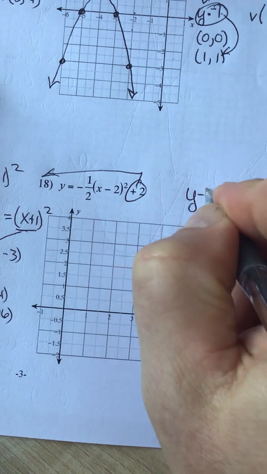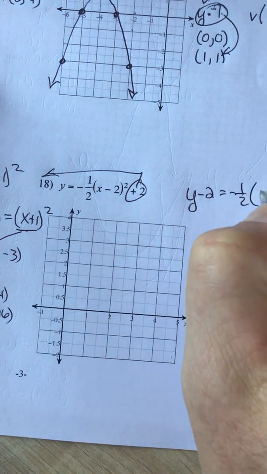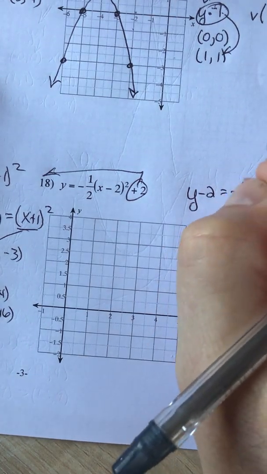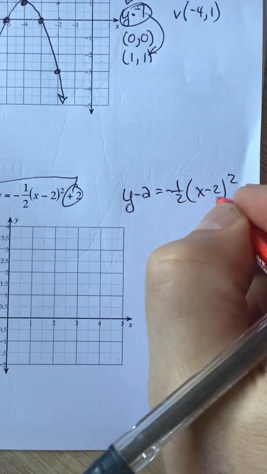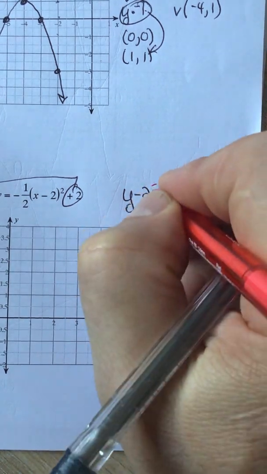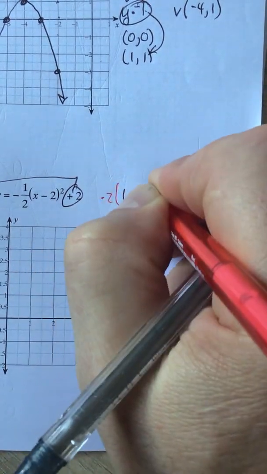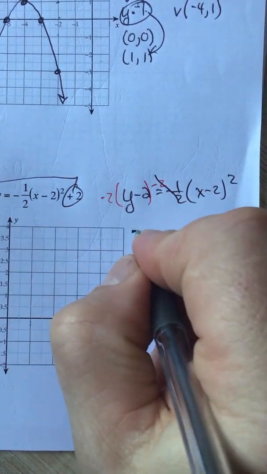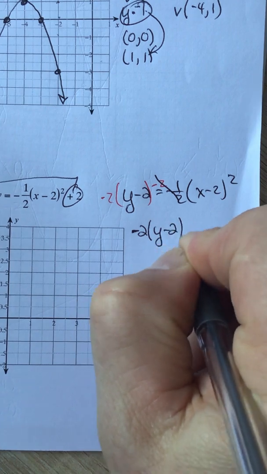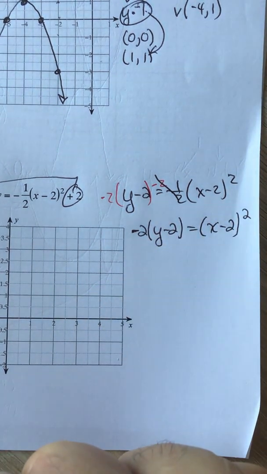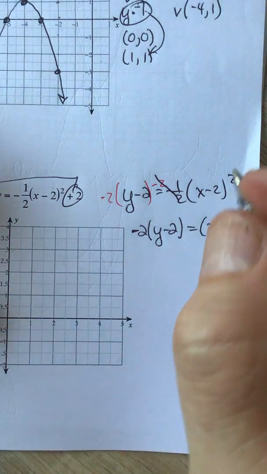Move the 2. So we have y minus 2 equals -1/2 (x minus 2) all squared. Multiply off, put the 1/2 where it belongs. It doesn't belong with the x's, it belongs with the y's. So I'm going to multiply by -2. So that means I multiply this side over here by -2. So -2 and 1/2 cancel out. So we have -2 (y minus 2) equals (x minus 2) all squared. A whole bunch of 2's, but they all do something different.